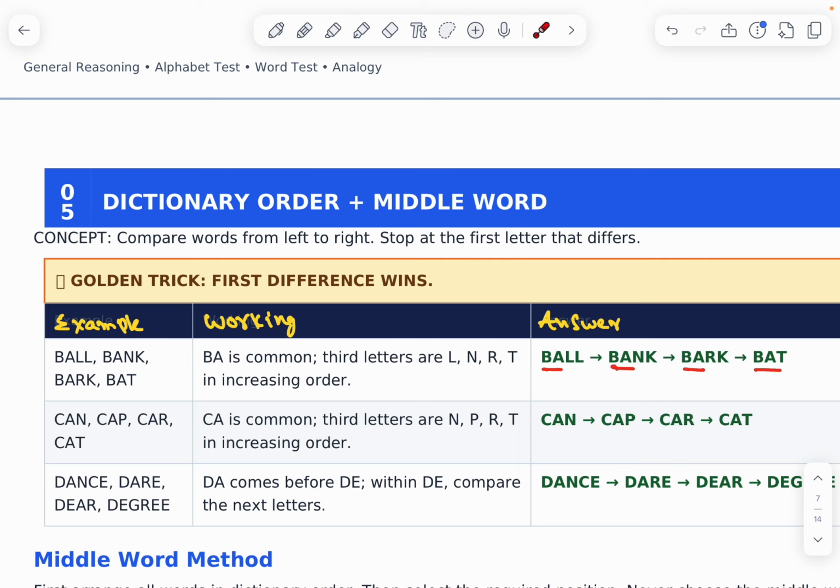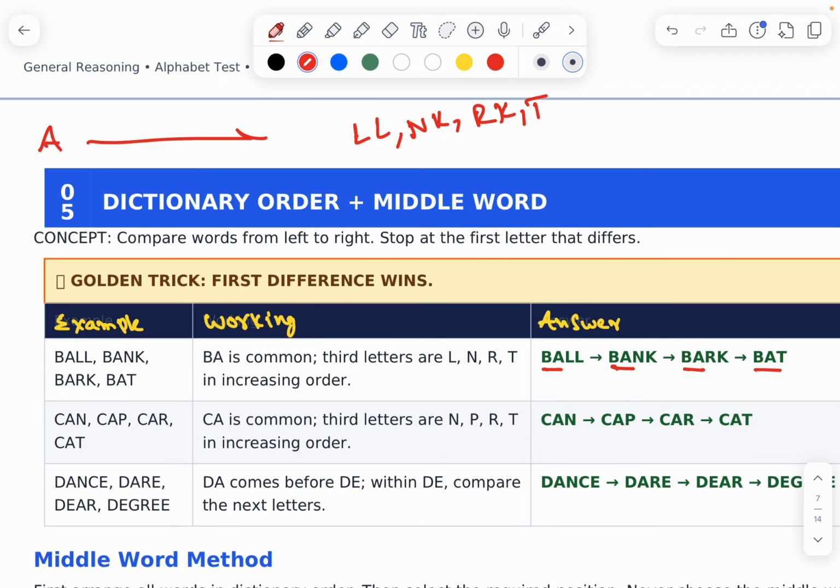Next, you can think about the remaining letters: L, N, R, T. There are 4 letters here: LL, NK, RK and T. You can count A, B, C, D, F. What is the first letter? Here, observe counting from A to these letters. L comes first. Therefore, you can write ball here. Next, N is coming. Then you can write bank here. After that, R is coming. Then you can write bar here. The last one is T.